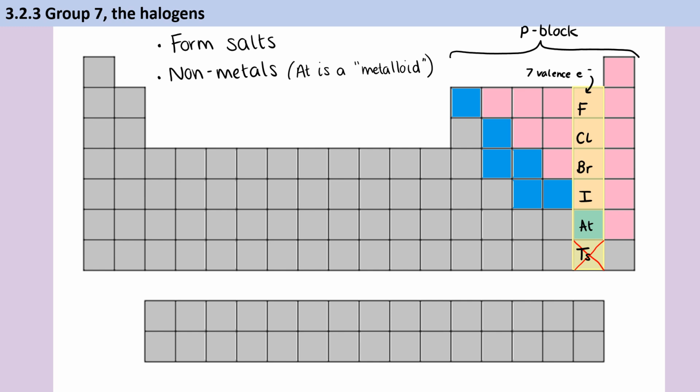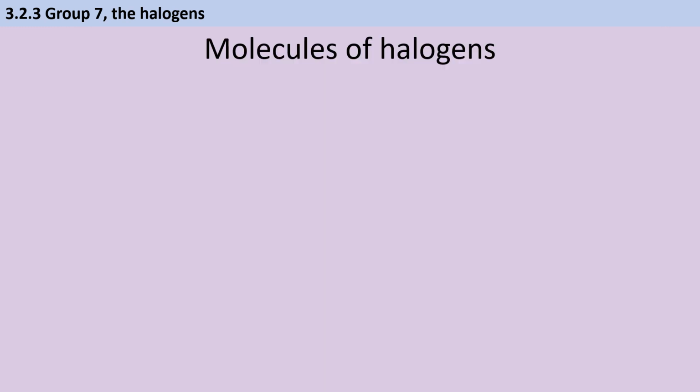As you go down the group, the boiling points of the halogens increase, so they exist in different states. Fluorine and chlorine are gases, while bromine is a liquid, one of only 2 in the periodic table, and iodine and astatine are solids. We can relate this to the size of their molecules and the van der Waals forces between them. The halogens exist as diatomic molecules consisting of 2 atoms covalently bonded together.